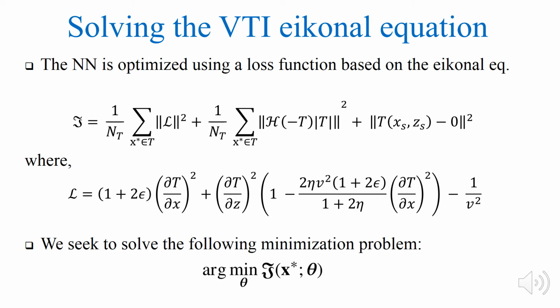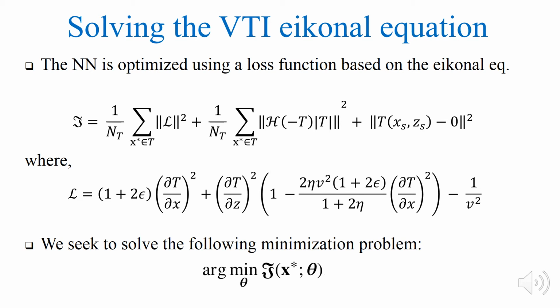Another constraint that we have is that the travel time at the source location must be 0. That's of course a boundary condition that we need to add, and combining all these three equations forms the loss function of the eikonal equation. So what it boils down to is a minimization problem that you see here, where we want optimal weights of a neural network, theta, such that they minimize this loss function J over these collocation points or training points x star.